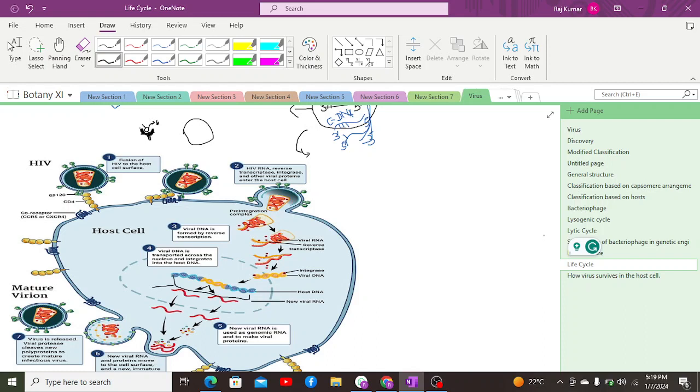One more thing: the HIV virus is only able to infect the host cell because of fusion. The fusion of the HIV virus with the host cell is only possible if the CD4 receptors and co-receptors are present. These CD4 receptors and their co-receptors are essential for infection by the HIV virus.